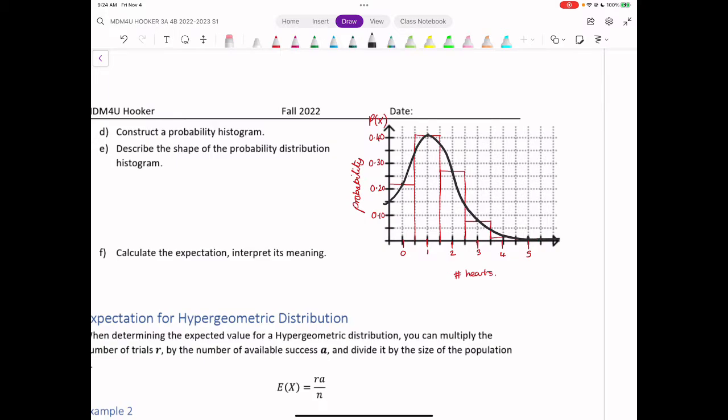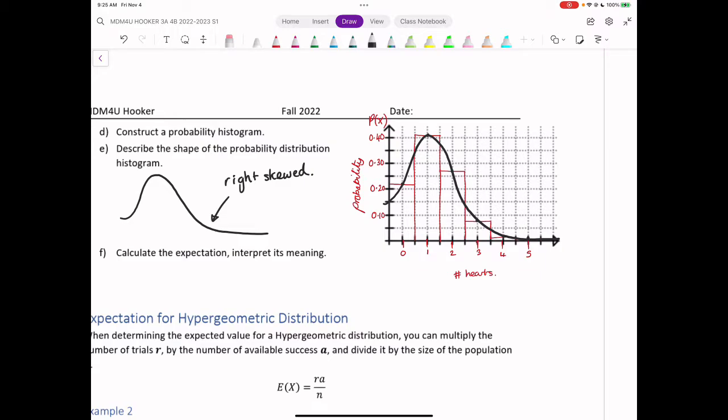And you can see that the shape of the distribution is definitely right skewed because of the tail. So right skewed. And that's how we describe it, using the words that I gave you a few lessons back: right skewed or left skewed, normal, uniform, or bimodal.